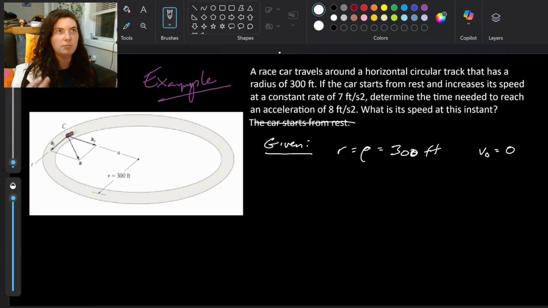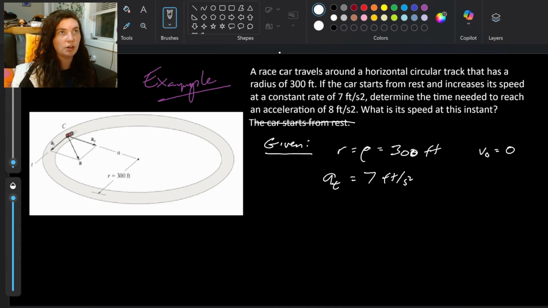So really what this means is that speed, again, velocity, always in the tangential direction. So if it tells us that the tangential direction speed has an acceleration, it's increasing at a constant rate of 7 feet per second squared, that's going to be our tangential acceleration. 7 feet per second squared.